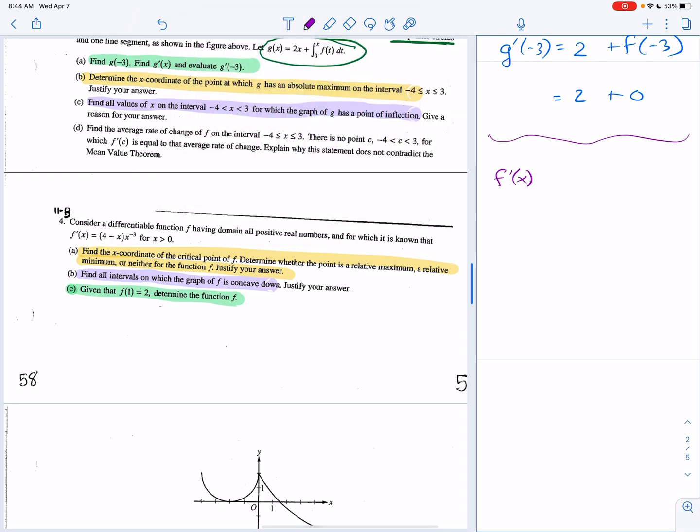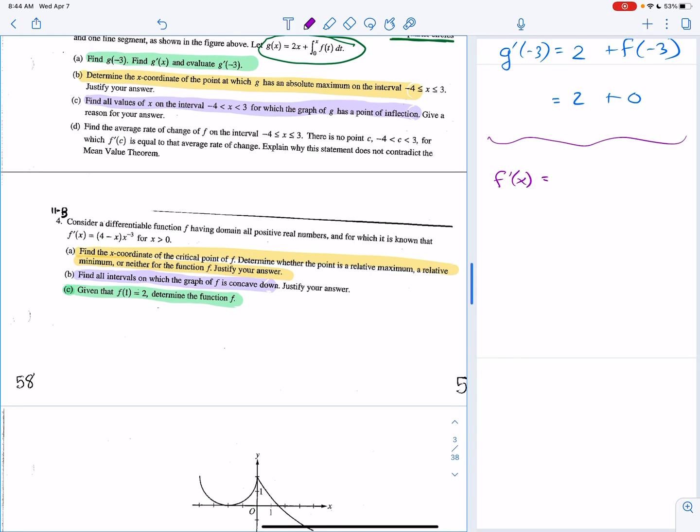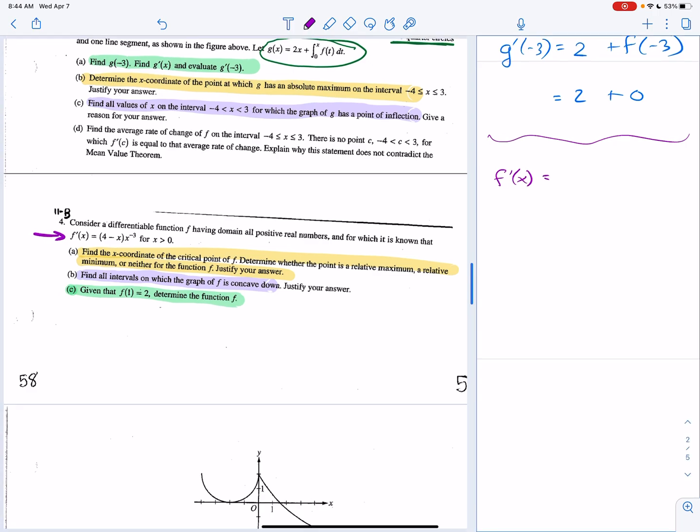If you skim through it, right here, they give us the derivative. F prime of x is 4 minus x times x to the negative 3. So how do we go from the derivative to the original function? Because that's what they're asking us for. How do we find f, right? So the only way to do that is we have to go backwards. We have to integrate, okay?